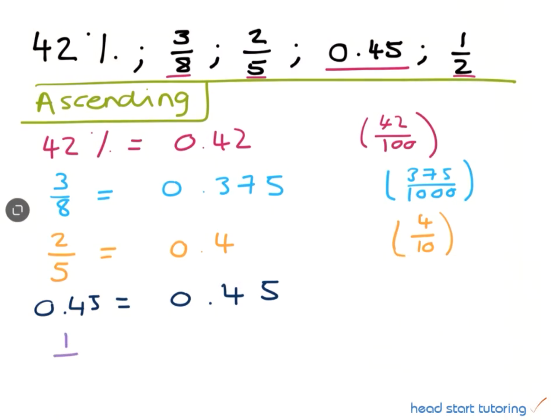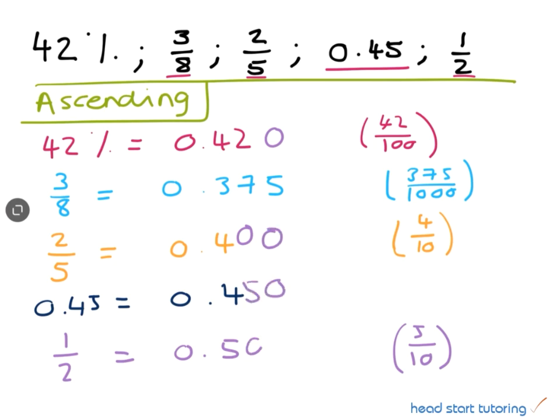And then we've got a half, which is very simple, 0.5, because a half is equal to 5 over 10. And 5 over 10 is equal to 5 divided by 10, which is 0.5. Right, so if we just put in some placeholders here, let's line these up a bit better. So 0 and 0, 5 and 0, and 0 and 0.